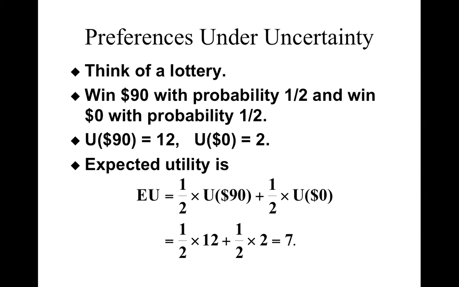If you use this procedure to assign a utility number to a gamble, then you're using the expected utility function in order to represent your preferences over uncertainty. So when we say that consumers' preferences can be represented by an expected utility function, or that consumers' preferences have the expected utility property, we mean that we can choose a utility function that has this additive form that we just described here.